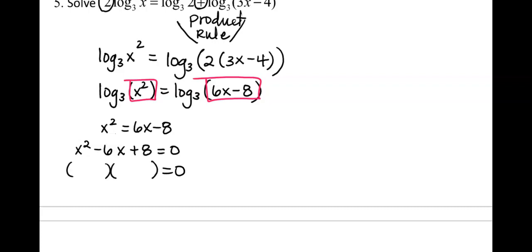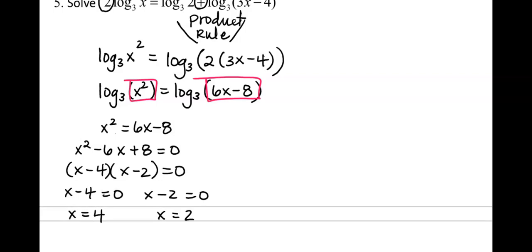This quadratic equation can factor. I'm looking for two numbers that multiply to positive 8 and add up to negative 6. They are negative 4 and negative 2. Setting both of our factors equal to 0 gives us two potential solutions: x is equal to 4 and x is equal to 2. And now we must go and check.